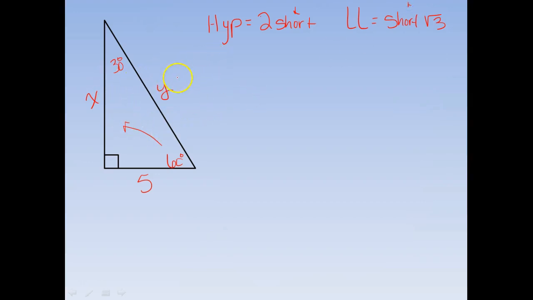So looking at this triangle, your hypotenuse is y equals 2 times, and your short leg is 5. So your hypotenuse is 10. All right, your long leg, looking at this triangle, is x, and your short leg is 5, and you bring down your root 3. It is that simple.